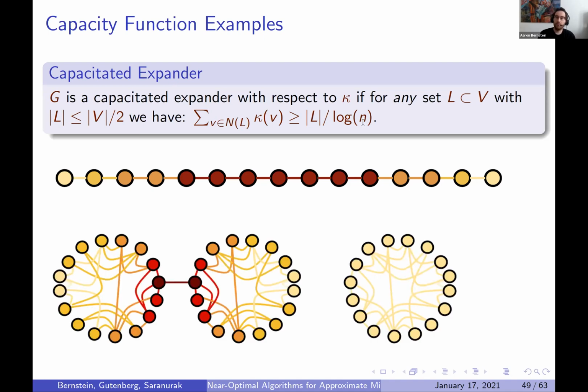Okay, let's look at these 2 graphs. The expander, the bottom left, there everyone just needs capacity 1. It's already an expander, you don't need capacities. And in particular, note that if everyone has capacity 1, this is just the normal definition of expansion.